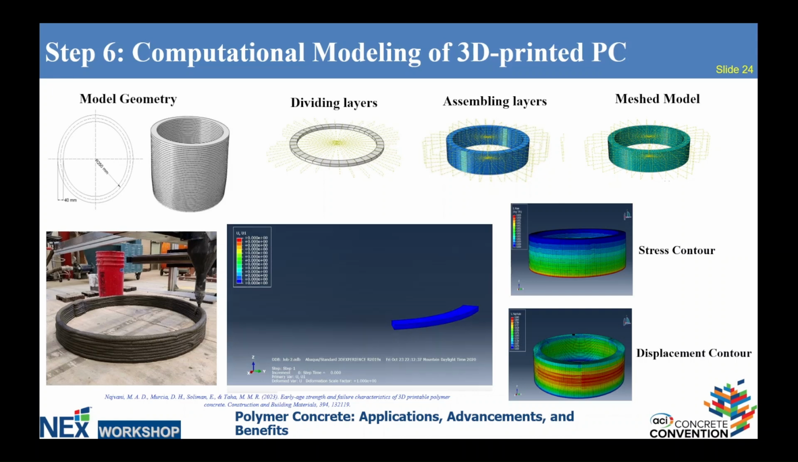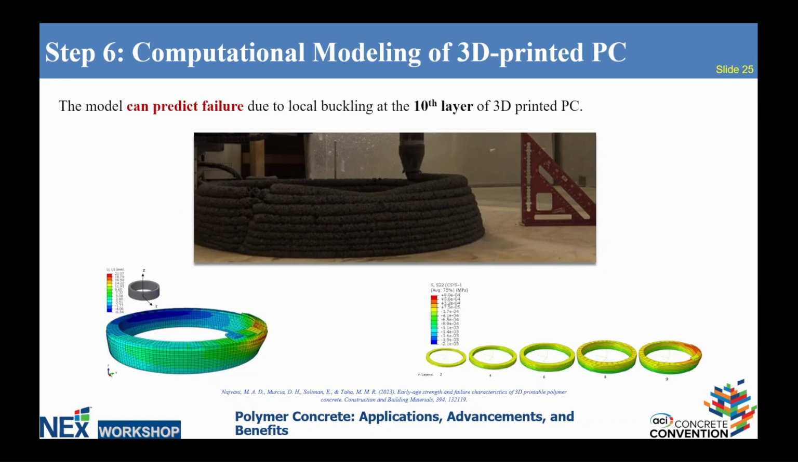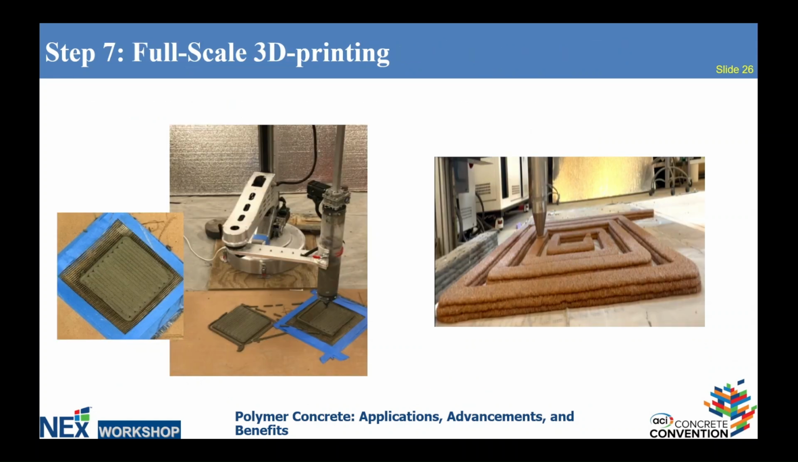We fed all the discussed data into a finite element model. Wait, let me play the video. Okay. Into a finite element model, and the finite element model could give us the stress contour and the displacement contour. So the finite element model predicted that we will have a local buckling at the 10th layer. So this could help us to predict failure prior to establishing a full-scale 3D printed structure.